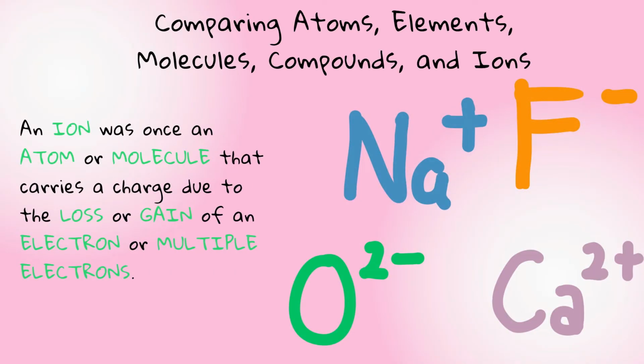An ion is an atom or molecule that carries a charge due to the loss or gain of an electron or multiple electrons. For instance, the sodium ion Na+ indicates that 1 electron was lost. The fluoride ion F- indicates that 1 electron was gained, while the oxygen ion O2- indicates that 2 electrons were gained, and the calcium ion Ca2+ indicates that 2 electrons were lost.